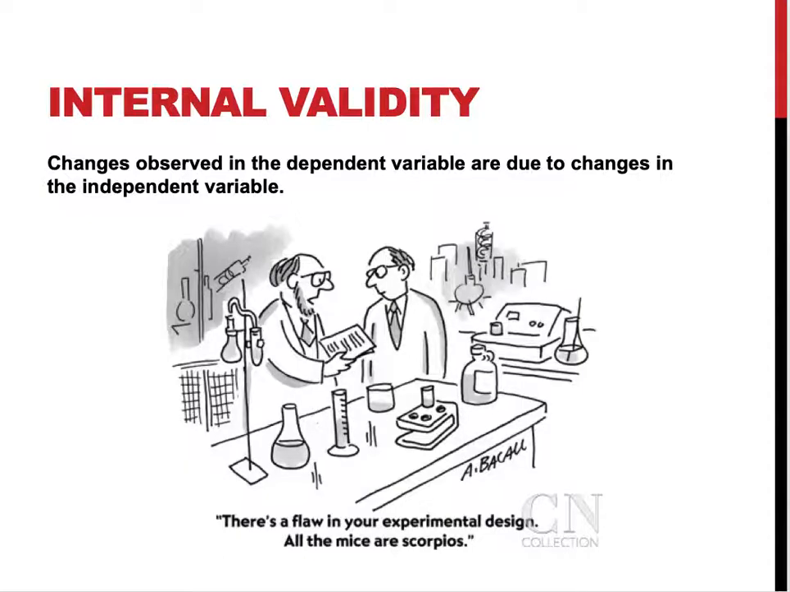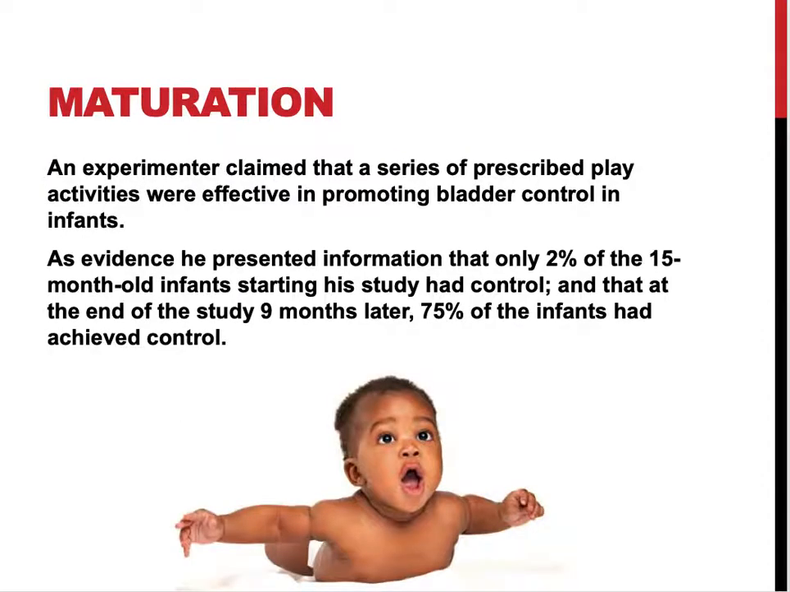So an example of maturation would be if an experimenter claimed that a series of prescribed play activities were effective in promoting bladder control in infants. As evidence, he presented information that only 2% of the 15-month-old infants starting his study had control, that's bladder control, and that at the end of the study 9 months later, 75% of the infants had achieved control.